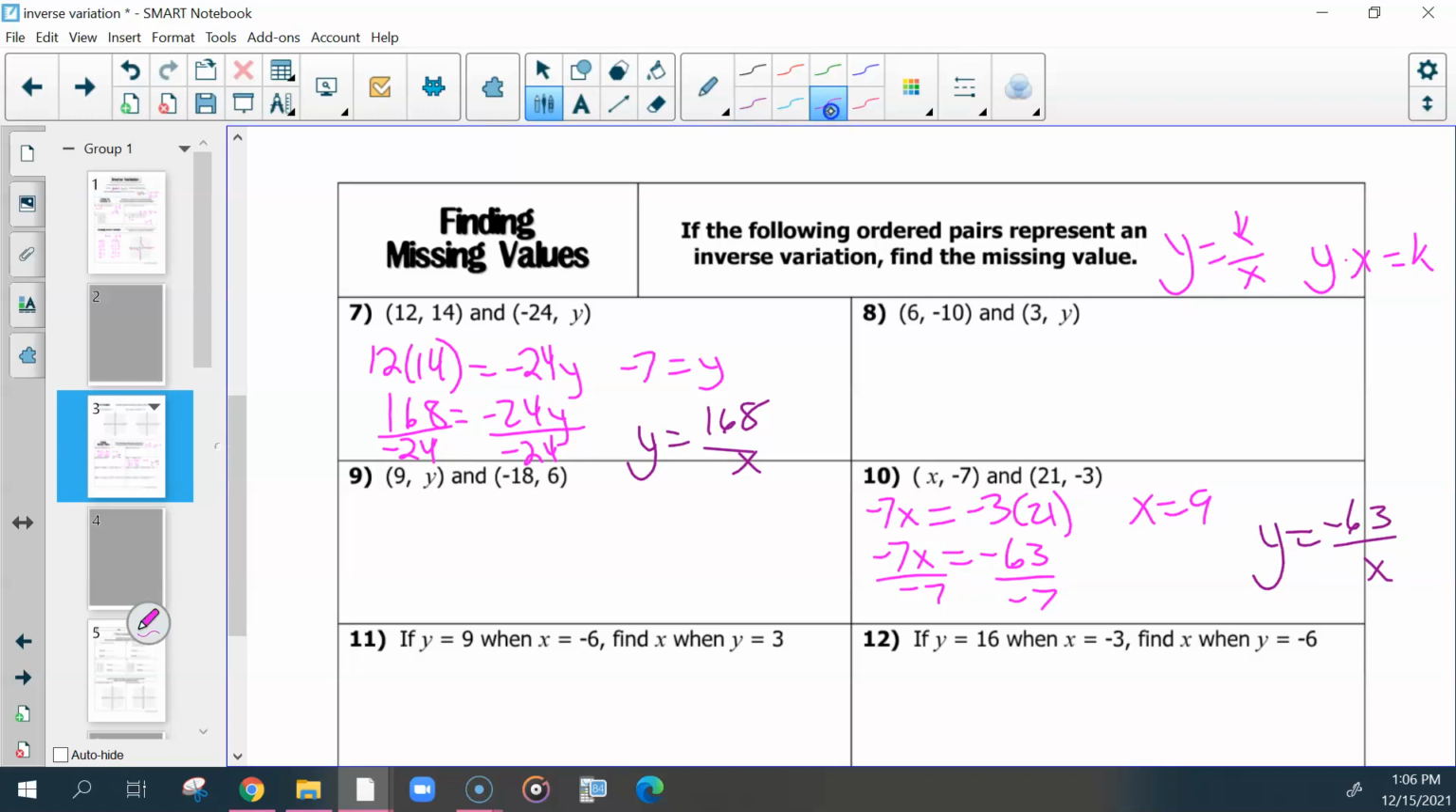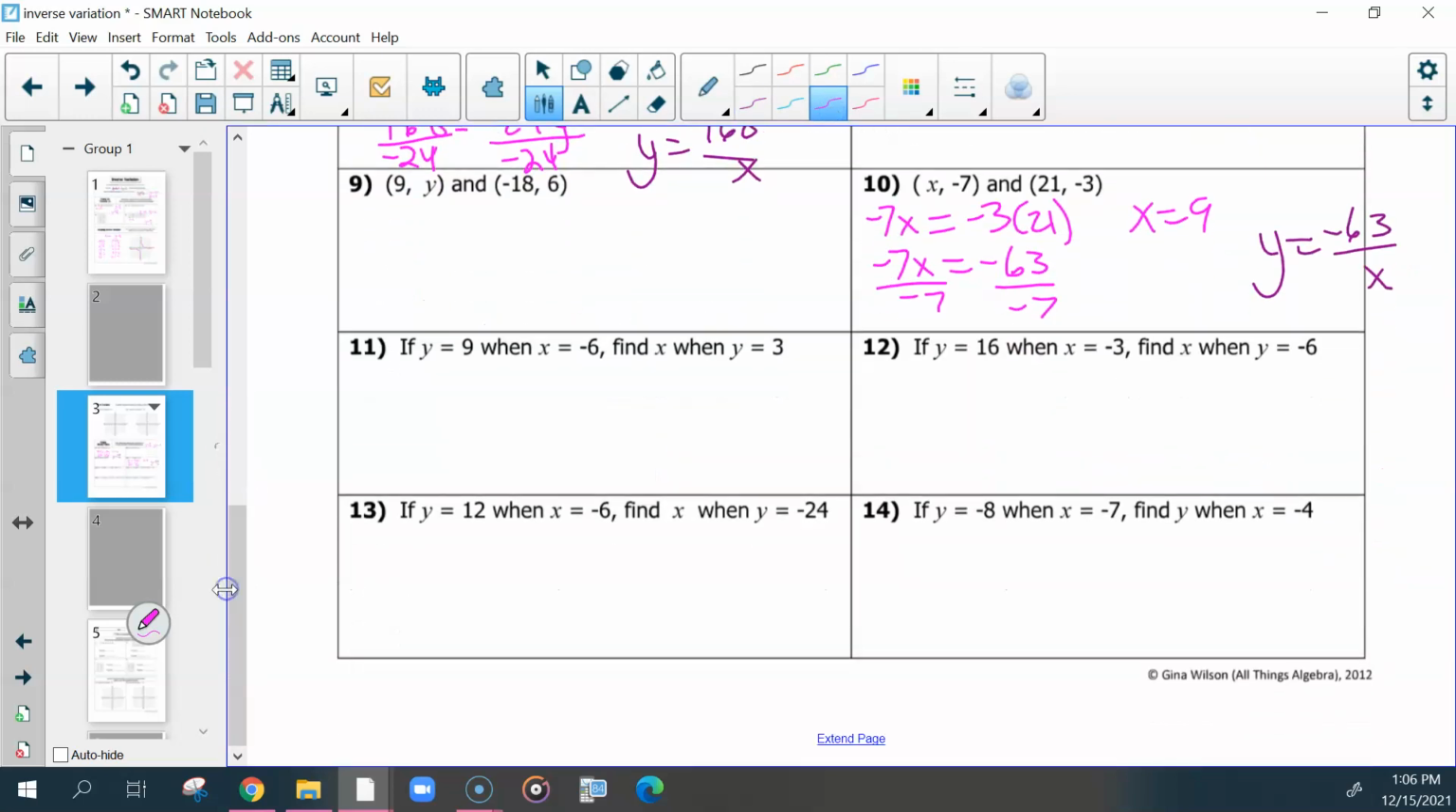Let's do a couple more of these and then we'll go on to the application of word problems. Number 11, same thing, but now it's written in words. We now have when y equals 9, x equals -6, find x when y equals 3. So for this, we have 9 times -6 equals x times 3, or 3x if you rewrote it that way. So this would be -54 equals 3x. So -54 would need to be our constant.